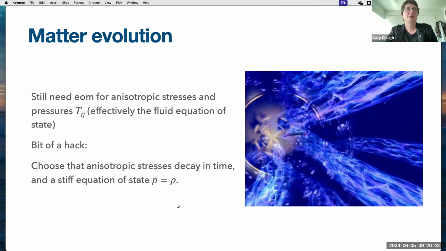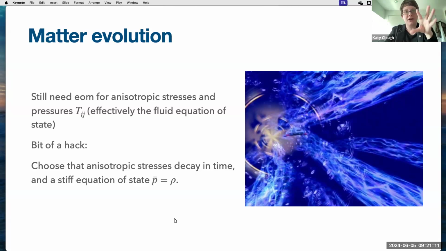So what we do for the matter is we basically assume roughly a stiff equation of state. In the paper, there's some justification for this, but it's really a bit of a hack, just because it was the thing that worked and the thing that was easy to implement. And then saying that the anisotropic stresses just effectively are damped and just die away in time.